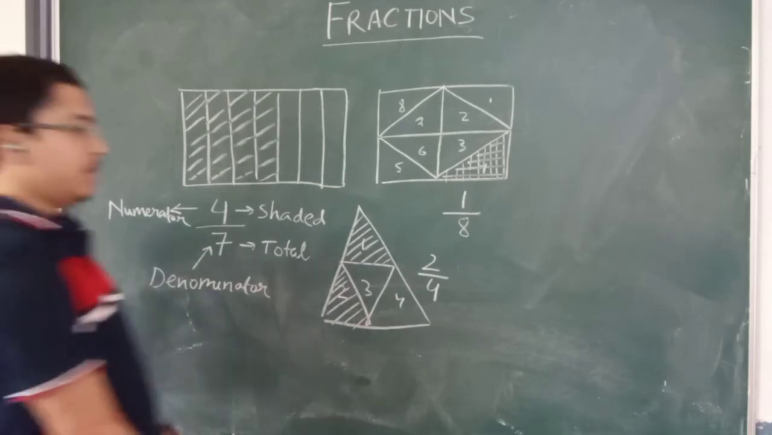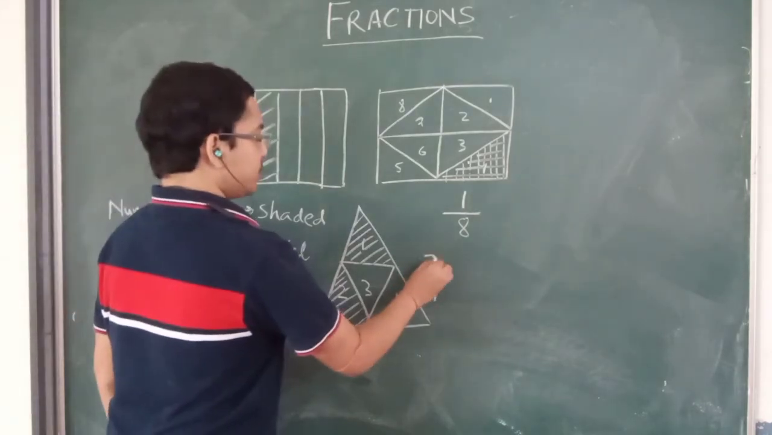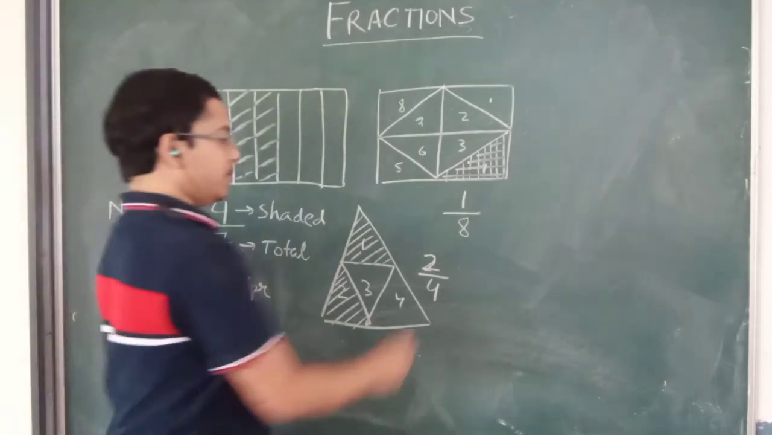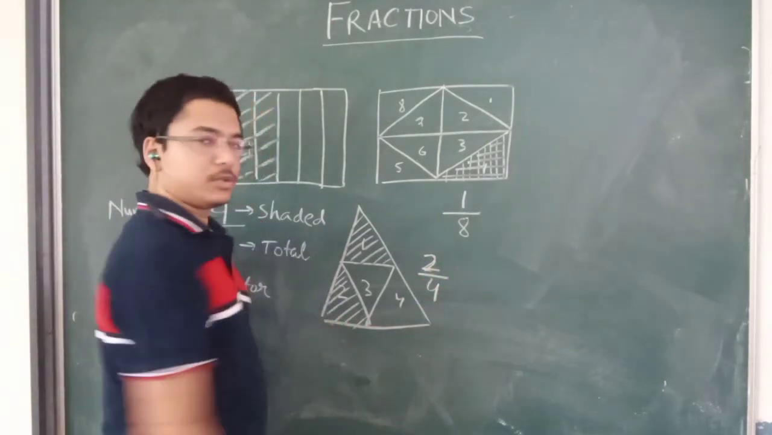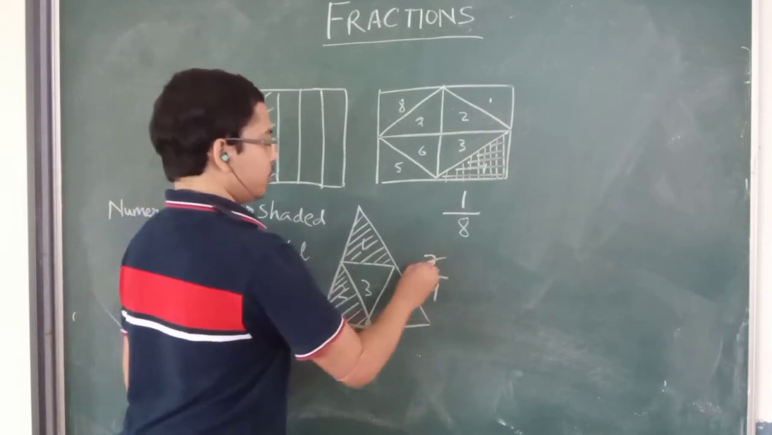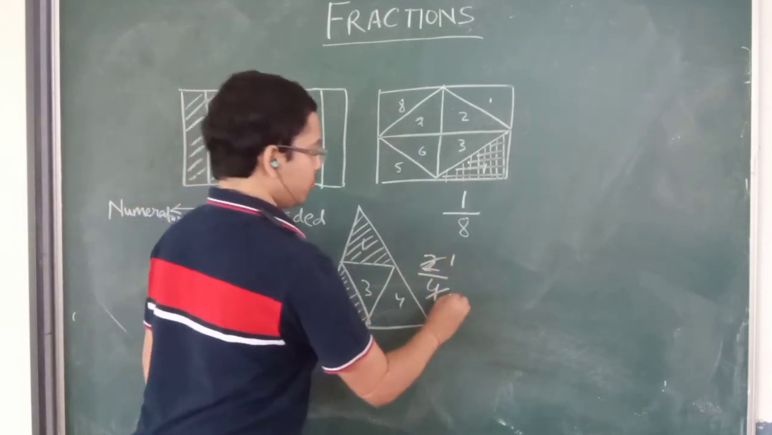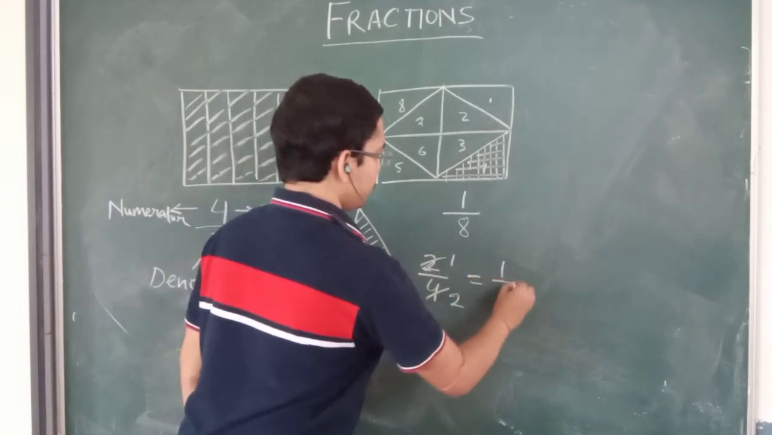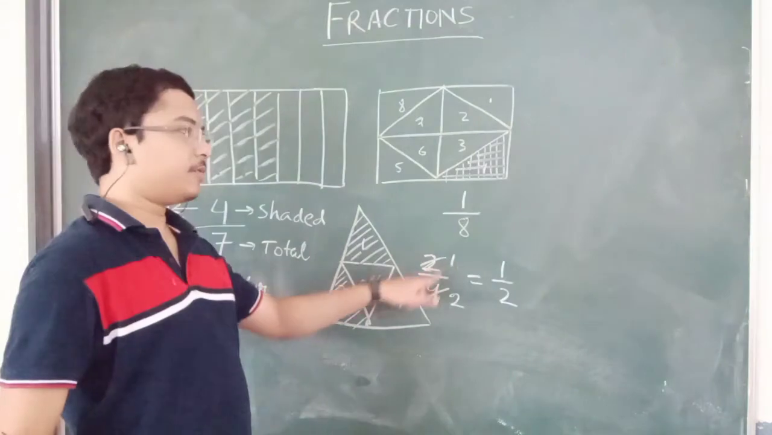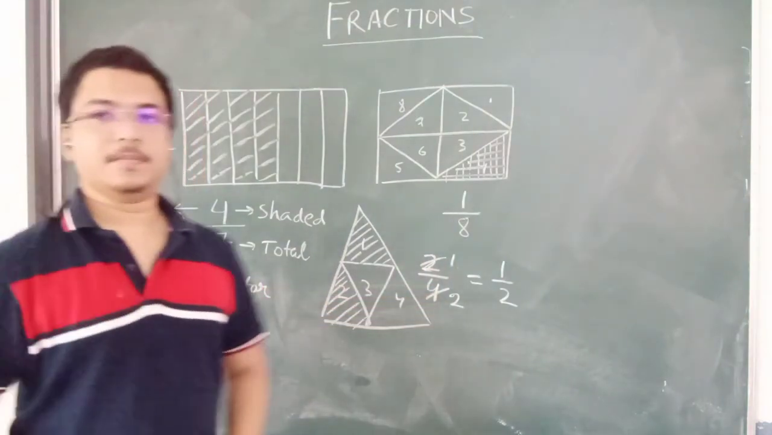Now we can reduce this fraction into a simpler form. So let us see in which table both 2 and 4 are divisible. In the table of 2, 2 ones are 2 and 2 twos are 4. So this is reduced to 1 by 2. So always try to reduce the fraction when it is divisible.